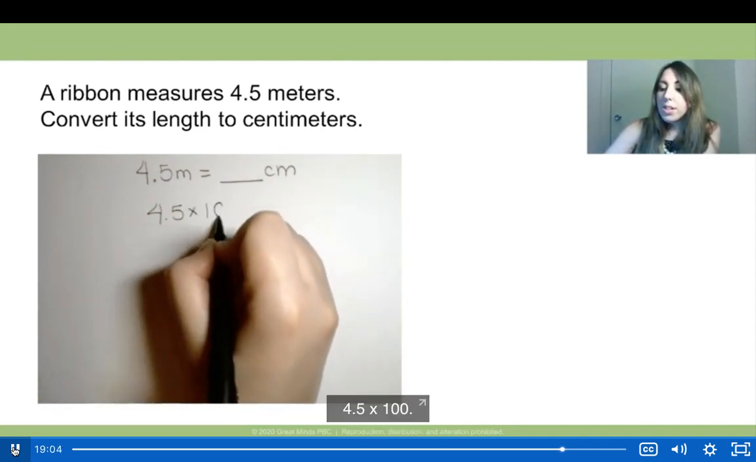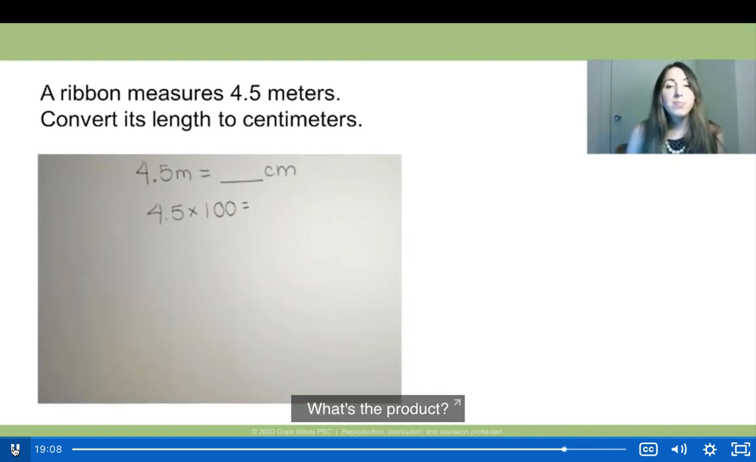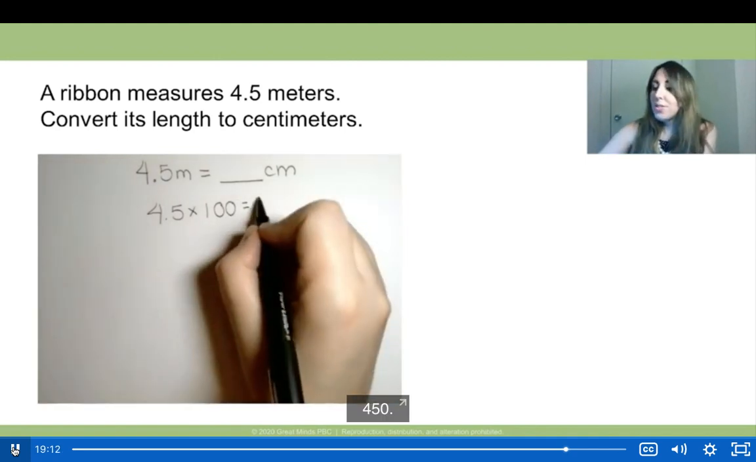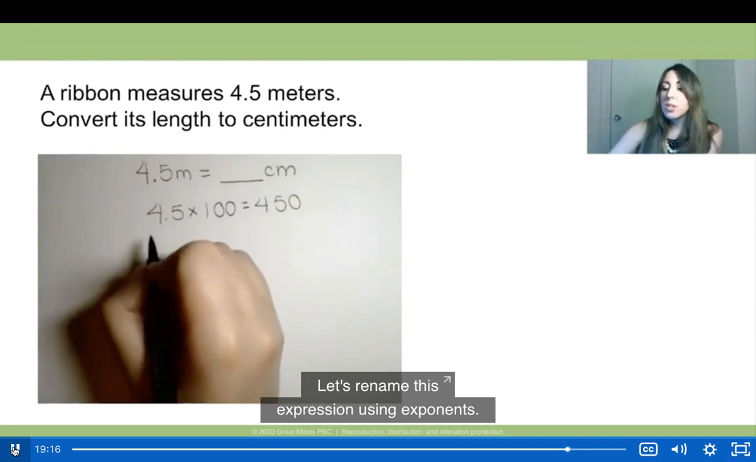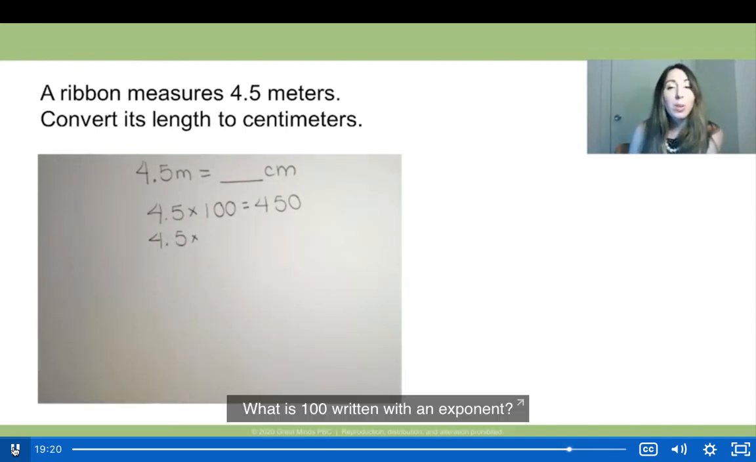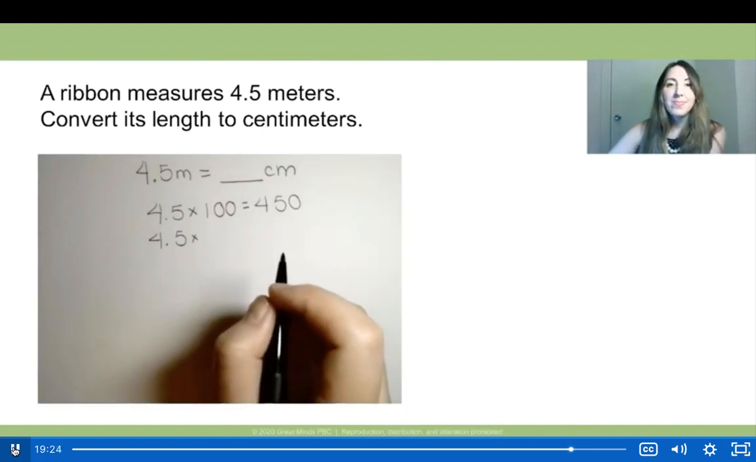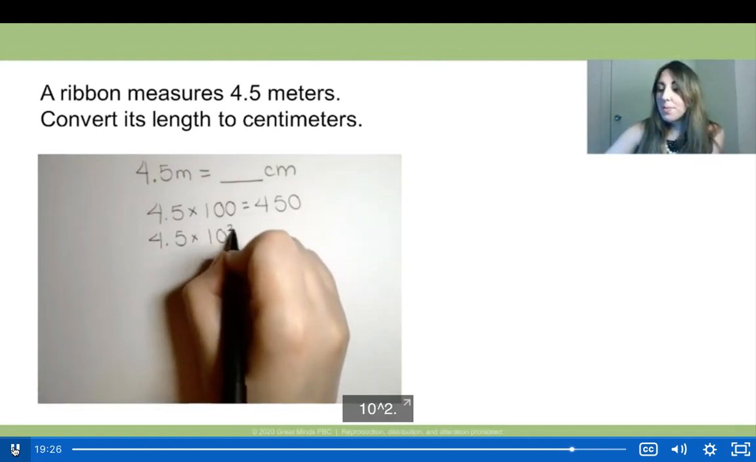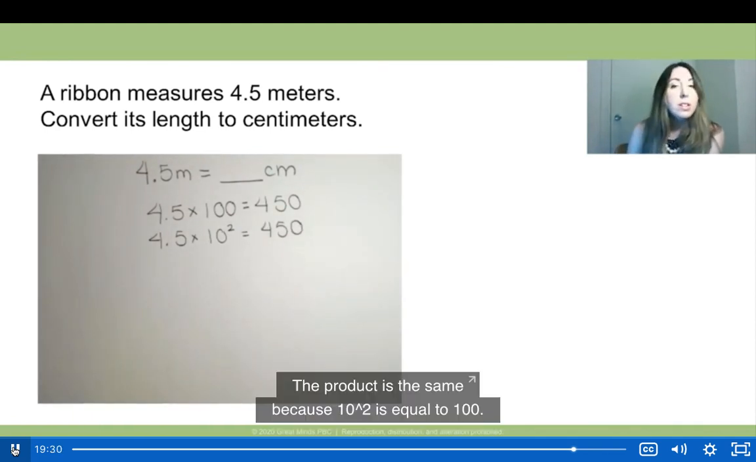4 5/10 times 100. What's the product? 450. Let's rename this expression using exponents. What is 100 written with an exponent? 10 to the second power. The product is the same because 10 to the second power is equal to 100.